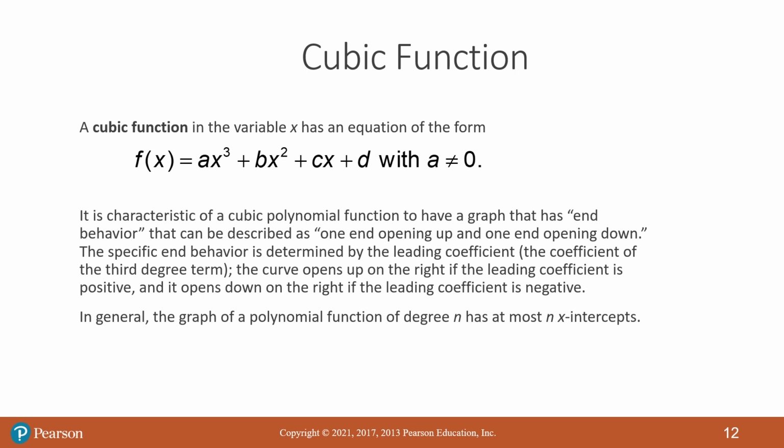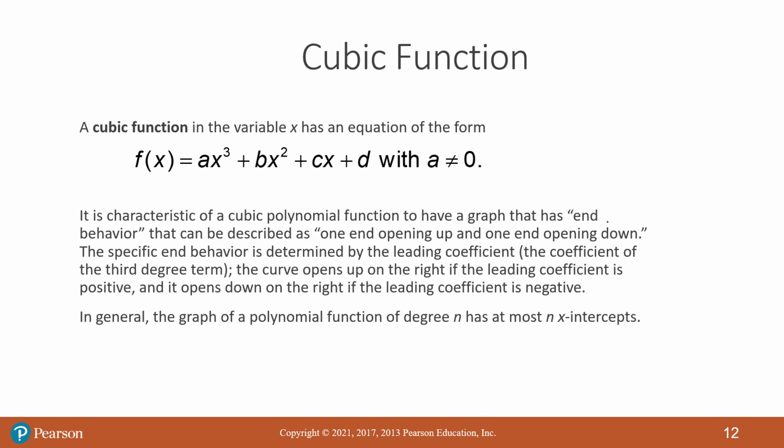It is characteristic of a cubic polynomial function to have a graph that has end behavior that can be described as one end opening up and one end opening down. The specific end behavior is determined by the leading coefficient, the coefficient of the third degree term. The curve opens up on the right if the leading coefficient is positive and opens down on the right if the leading coefficient is negative. In general, the graph of the polynomial function of degree n has at most n x-intercepts.